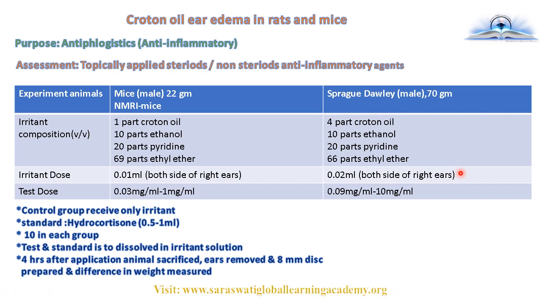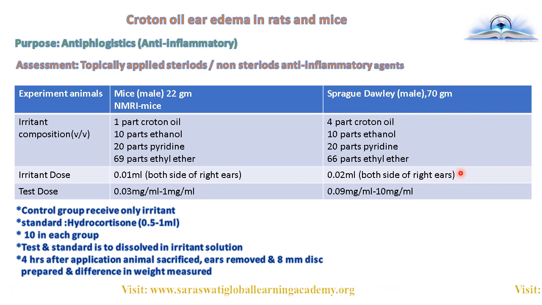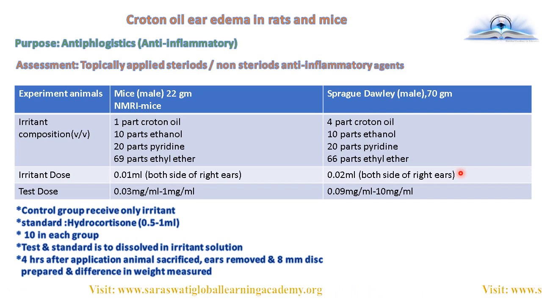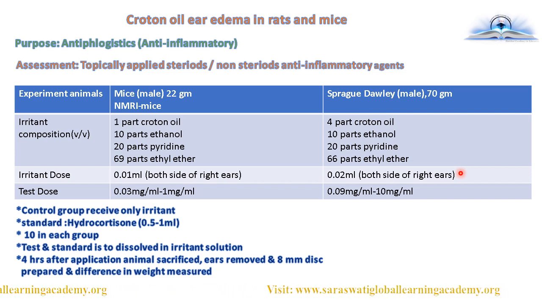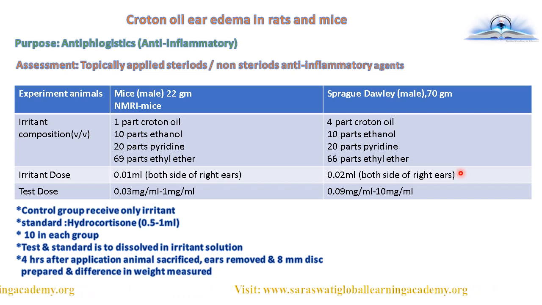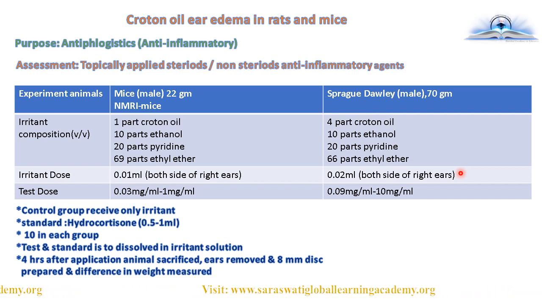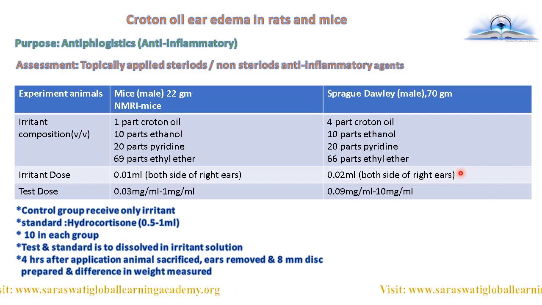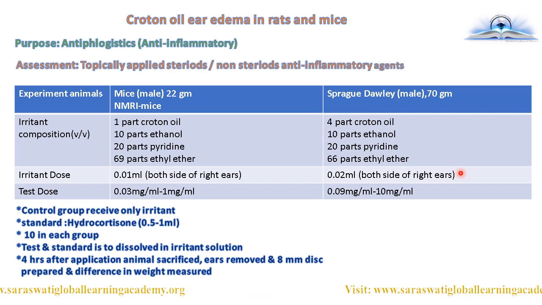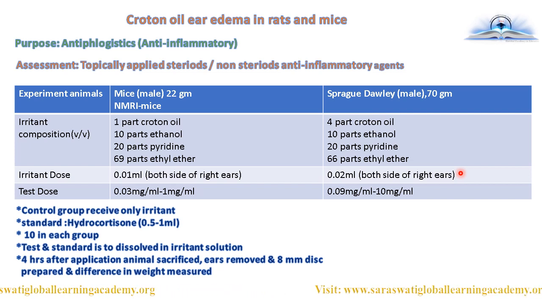So here is the irritant composition that we will use in order to induce the inflammation. It has a composition, volume to volume, that is, in case of mice, you have to give one part of croton oil. Now, what is croton oil? Croton oil is actually from Croton tiglium, Joyfella we call it by the Bengali synonym. So we have 1 part of croton oil, 10 parts of ethanol, 20 parts of pyridine, and 69 parts of ethyl ether.